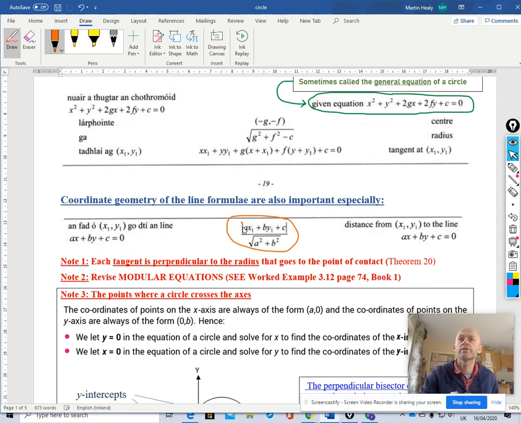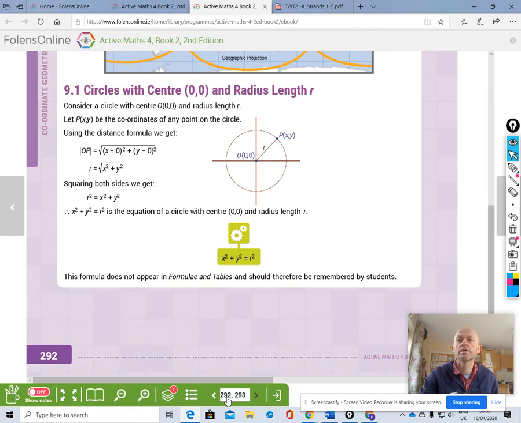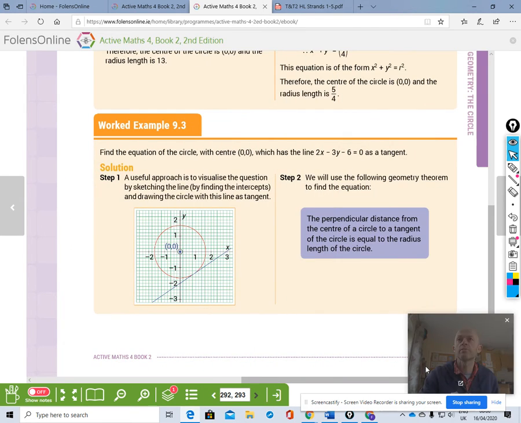Don't forget, when you're writing down the formula, these modulus signs here, the distance has to be positive. And note 1 here for this first exercise as well: each tangent is perpendicular to the radius that goes to the point of contact. That's kind of a big deal, so do try and keep that one in mind. Now back over to the textbook. We shall look at some problems here.